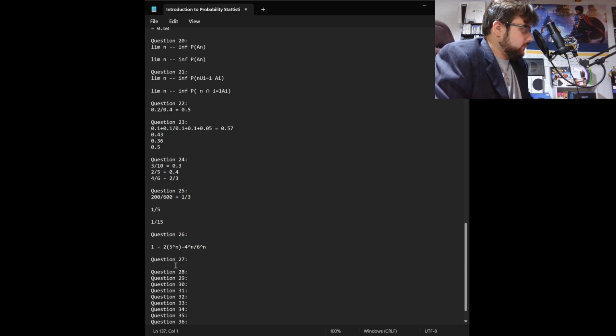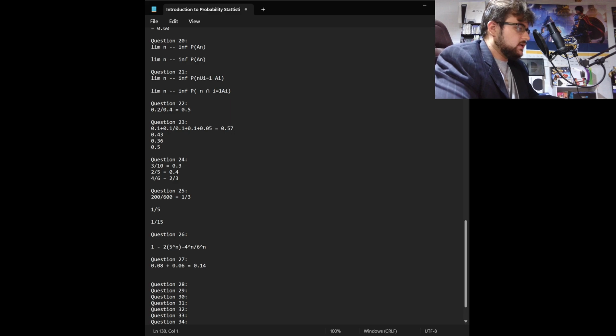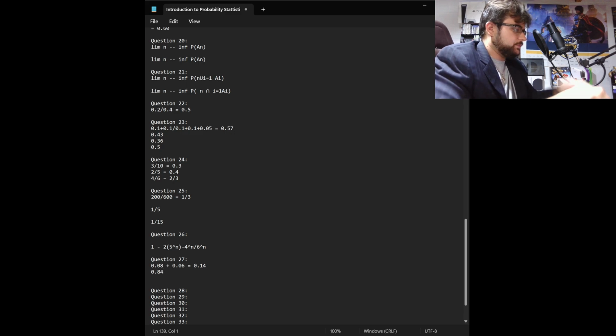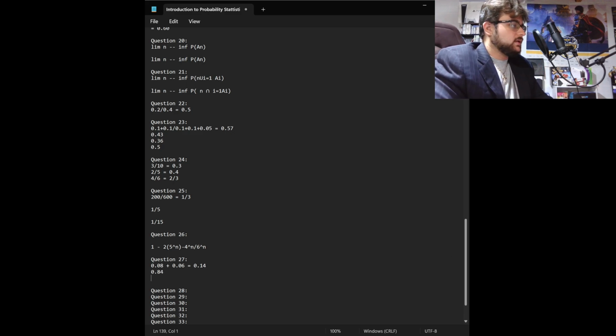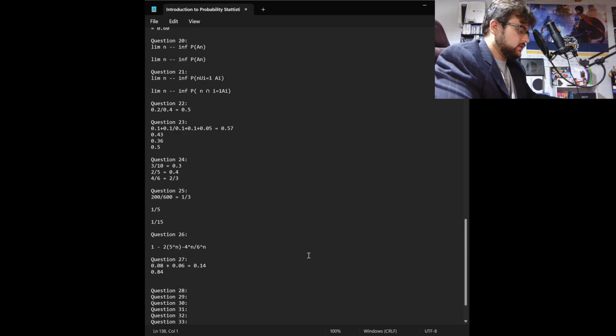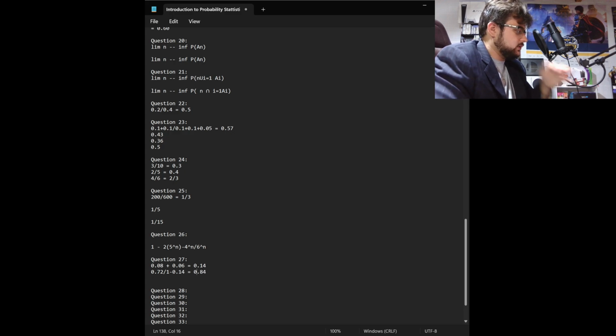Now, I'm going to say B. You should all know how B goes if you have the tree diagram. Like this. And then C is 0.84, like that. Now, how did I get 0.84? Well, I'll show you. 0.72 over 1 over 0.14 equals.